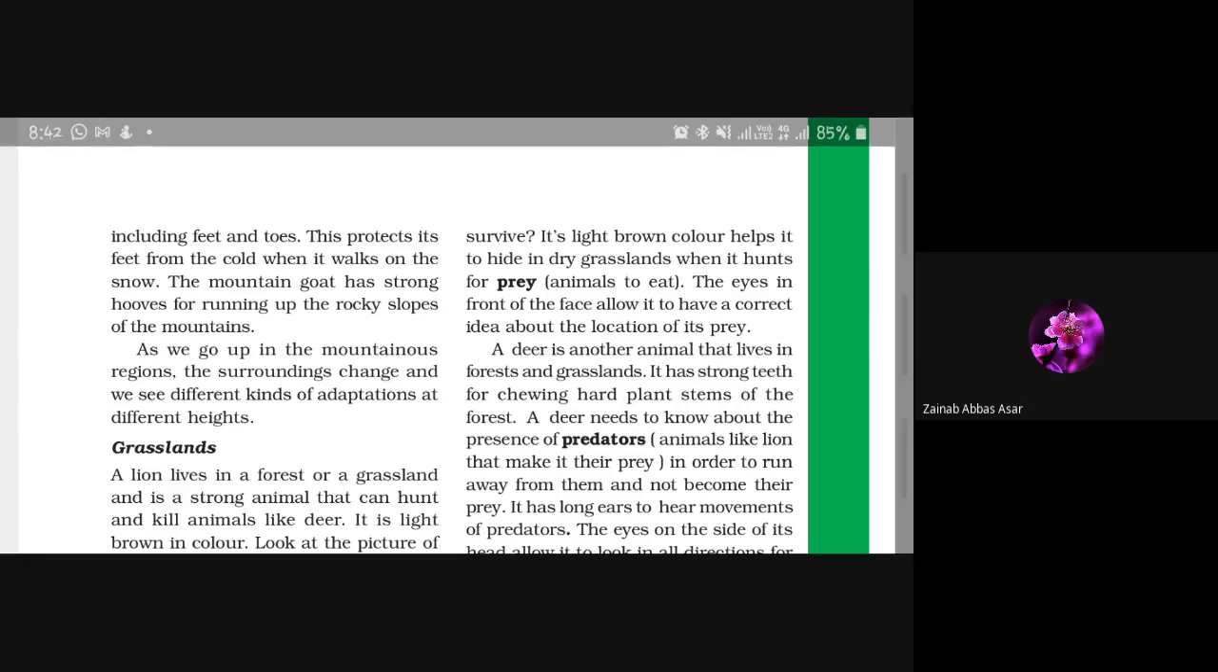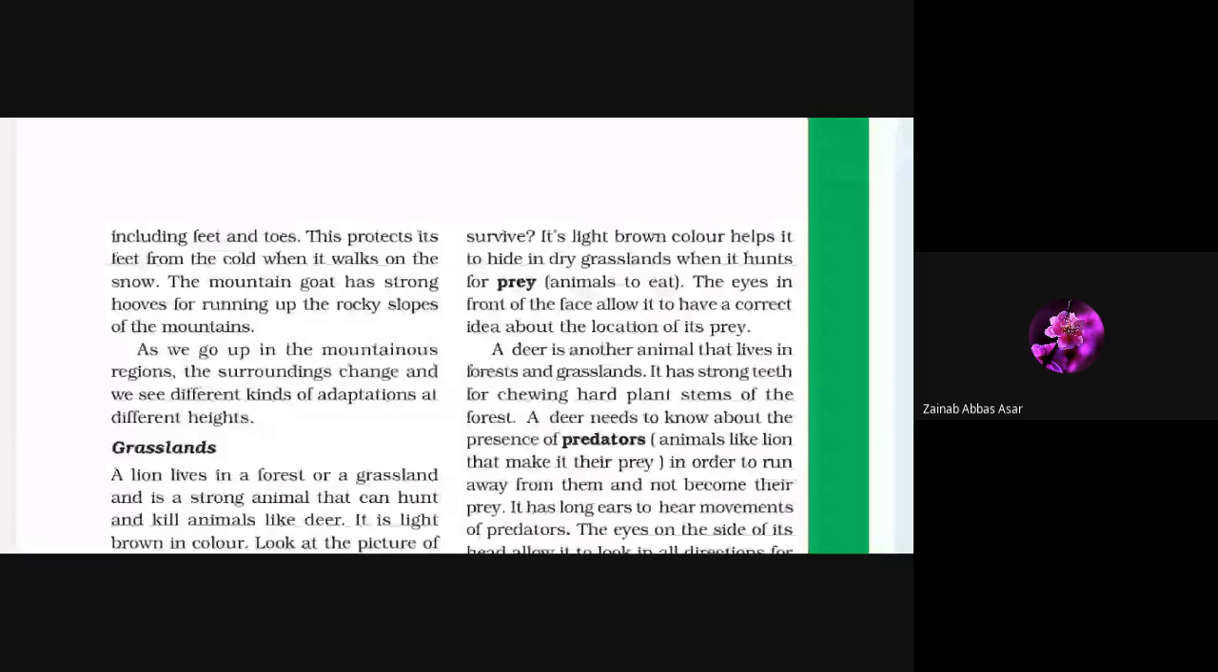Yes, ma'am. Including feet and toes. This protects it from cold when it walks on the snow. The mountain goats have strong hooves for running on the rocky slopes of the mountain.